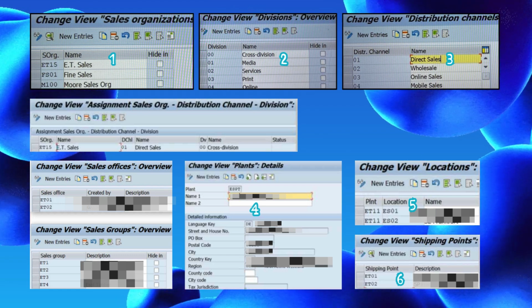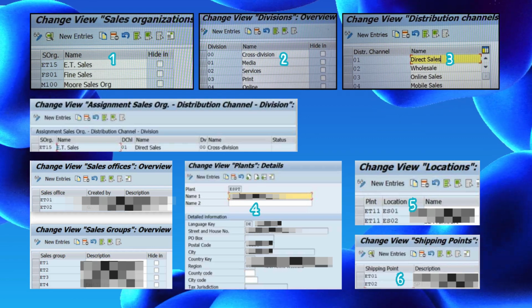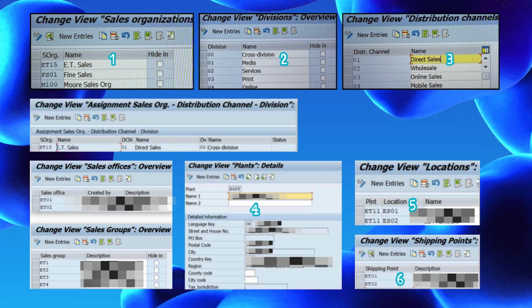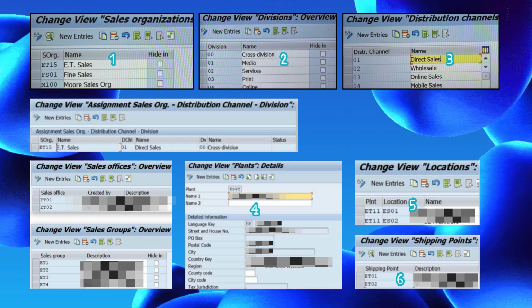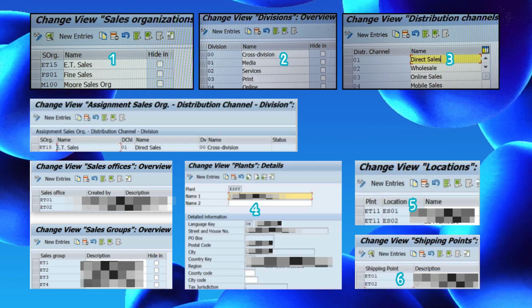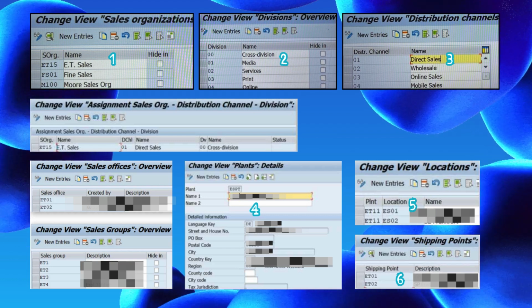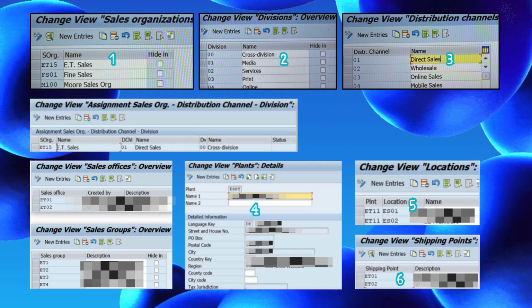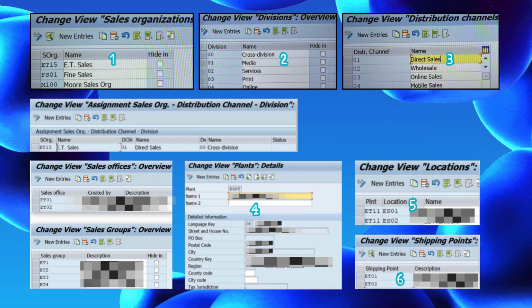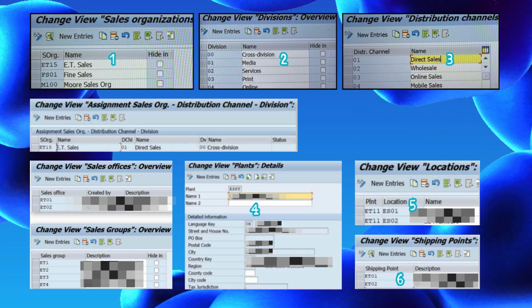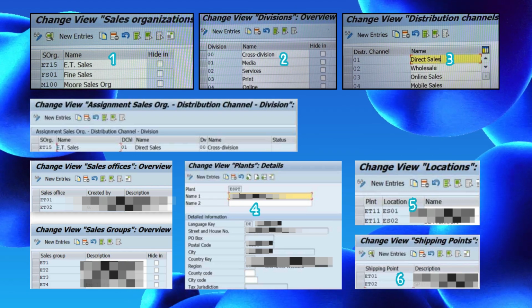A division is used to group certain goods or services that are treated similarly. Therefore, a division represents a product line. It is defined as a 2-digit numeric or alphanumeric key, along with a description. Divisions are cross-application units within logistics. They are also used in materials management and product planning. So these were sales organization, distribution channel, and division.